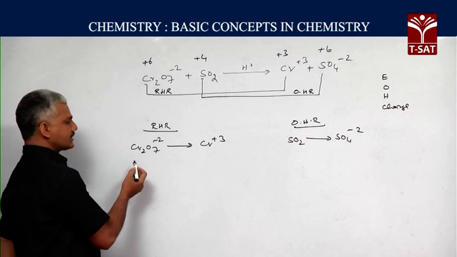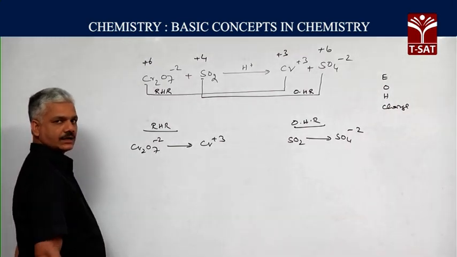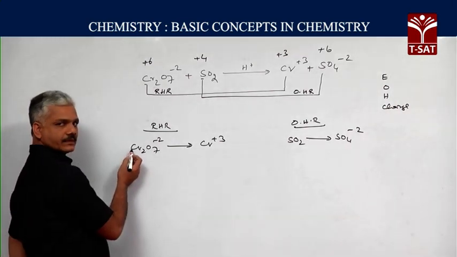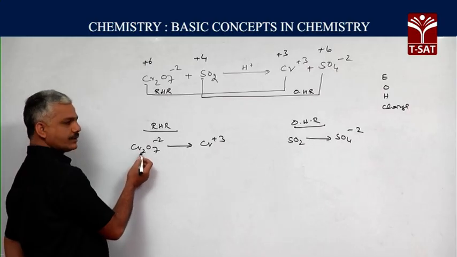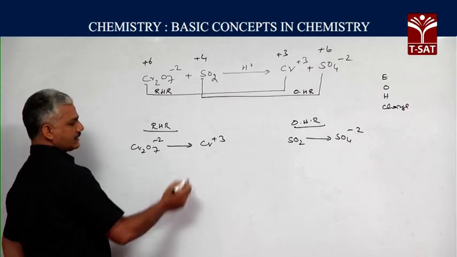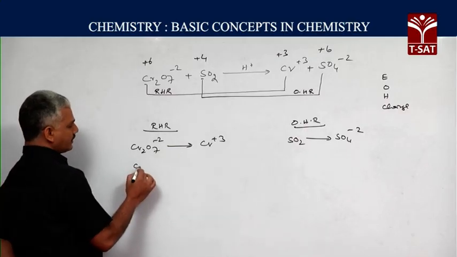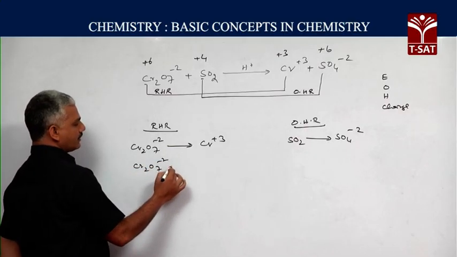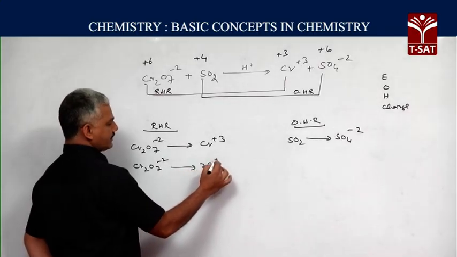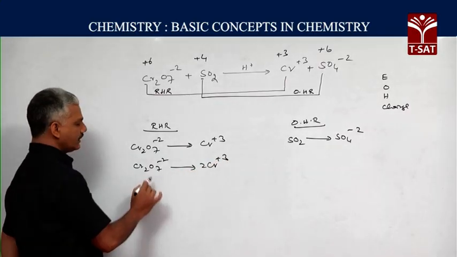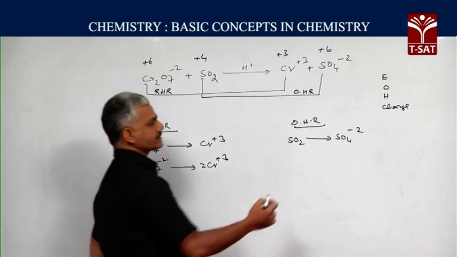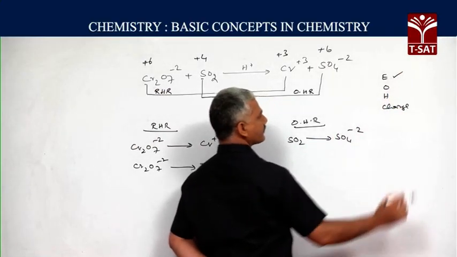In this half reaction, the element other than oxygen and hydrogen present is chromium. On the reactant side, 2 chromium atoms are present, whereas on the product side only 1 is present. So, multiply the product side with 2, then the element is balanced.